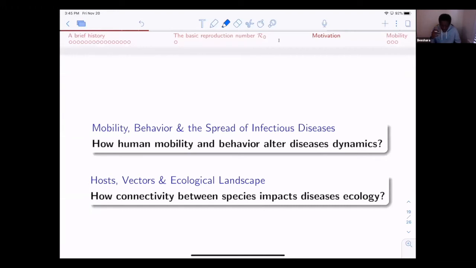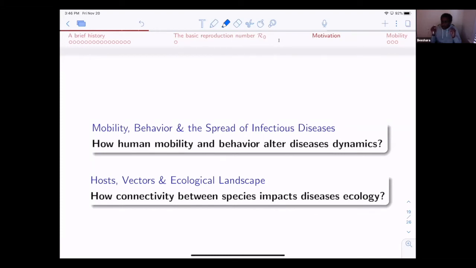Okay. Now, what about the mobility and behavior and the spread of infectious disease? How human mobility and our actual behavior will alter the dynamic of a disease. And we said earlier, right? We said pandemic is just an outbreak that is global. And by global, we mean there's some sort of movement between different communities. So that's where mobility and behavior all affect our beta.